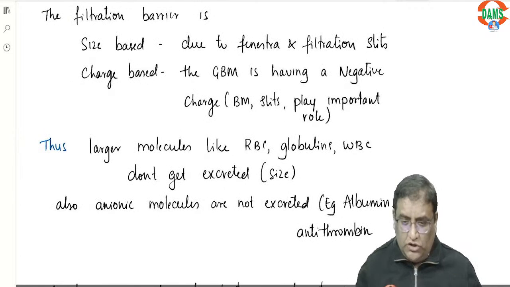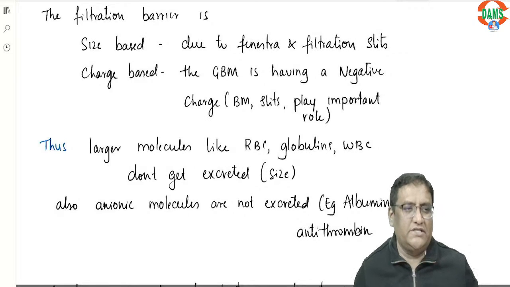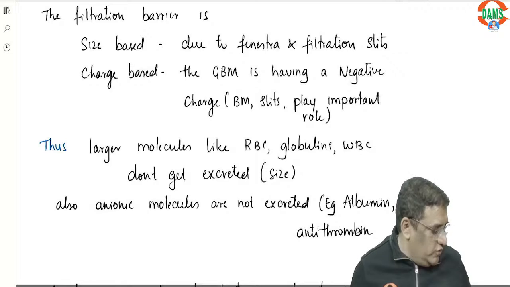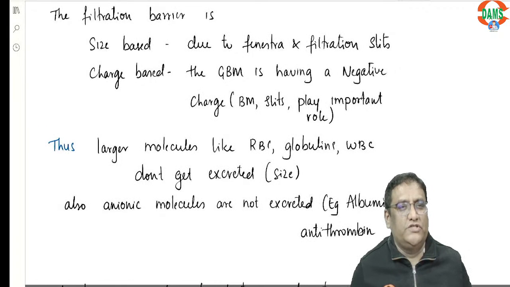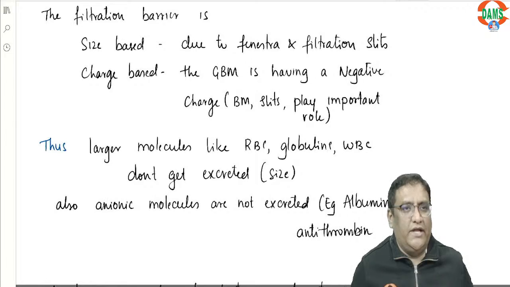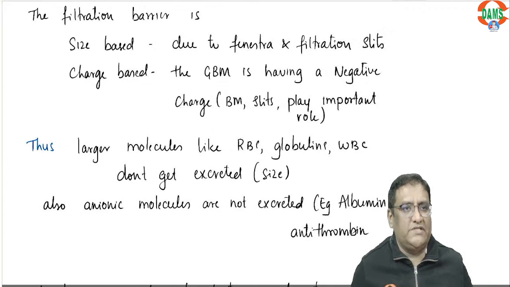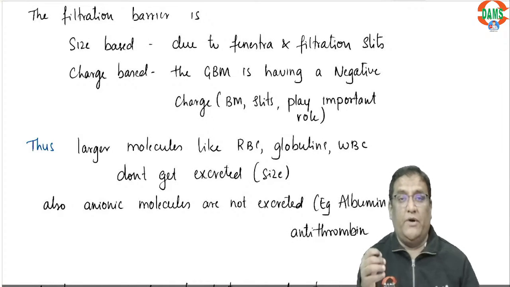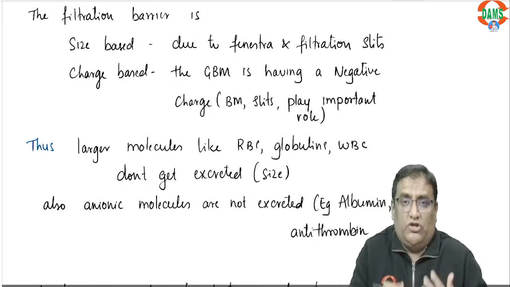Now, this is the basic physiology I wanted to talk about. Now let me convert this physiology into pathophysiology. Let us see what pathophysiology is happening here. So we are talking about glomerulonephritis. Anybody remember what is itis? Pathologically, itis is inflammation. Glomerulonephritis is inflammation of the glomeruli.